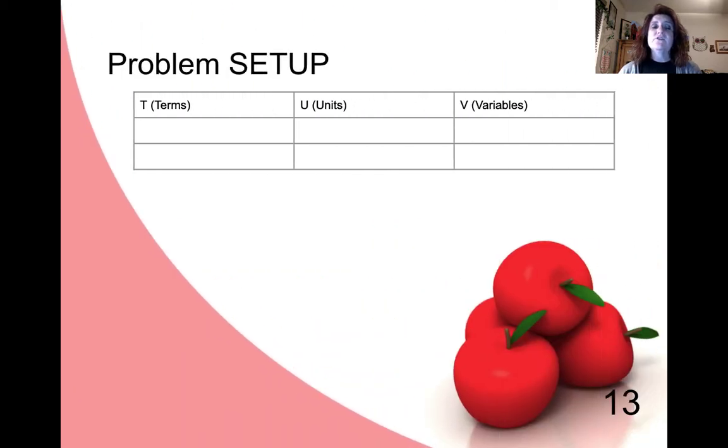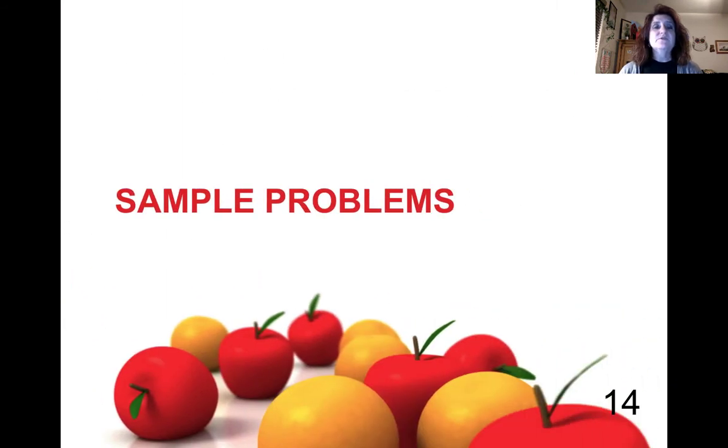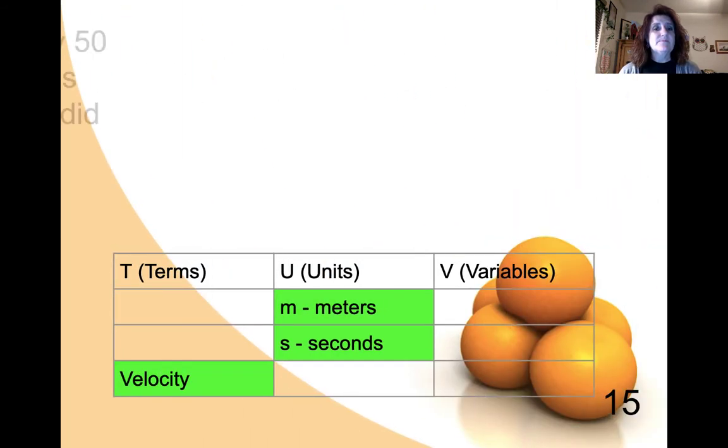So here's how your problems will be set up. You will be looking for, in the problem, the terms, the units, and variables, and then potentially the equation that you would use to solve that. So you list what is given in the problem, and you either highlight it or mark it in some way. And again, if you need a highlighter, I have those. Then you have to fill in the rest of the chart based on what you know. So here's an example problem.